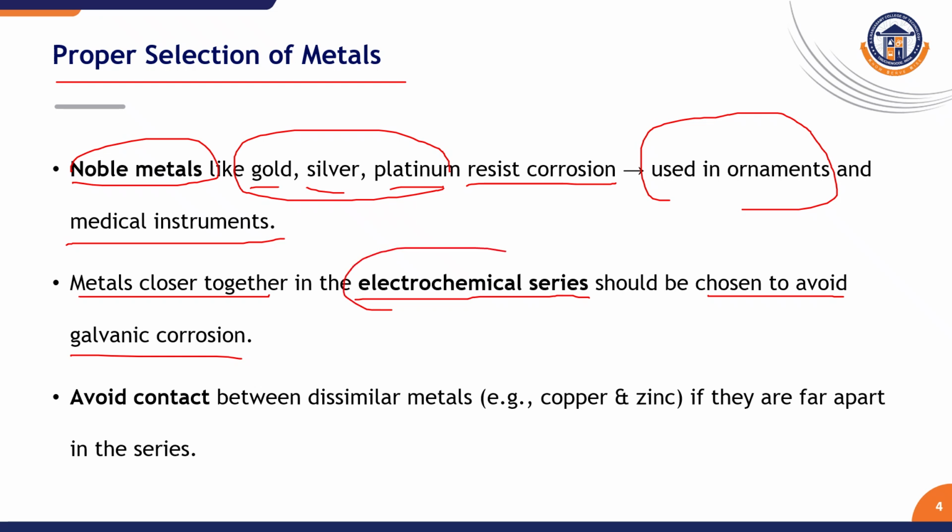There is a table for the electrochemical series. In that, we have to select metals that are nearer to each other, so that galvanic corrosion does not take place. Then avoid contact between dissimilar metals. If there are two similar metals, there is no need. If we have two dissimilar metals, there should be some distance between them. Example, copper and zinc. If they are far apart, there is no issue.